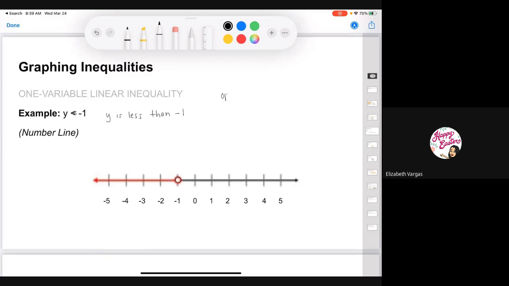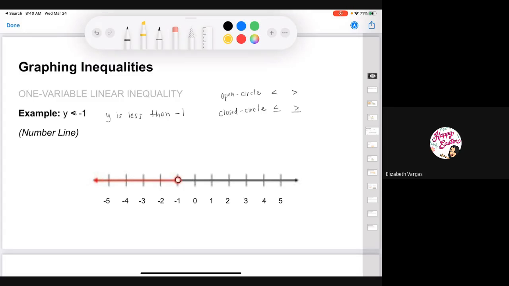I use an open circle when I see the symbols less than or greater than. And I use a closed circle whenever I see less than or equal to or greater than or equal to. The reason I use an open circle when I don't have or equal to is because that number is not included in that set. It has to be greater than. I use a closed circle when it says is equal to because that number would be included in that set, because that number could be equal to that number.